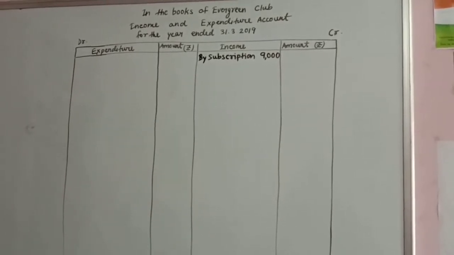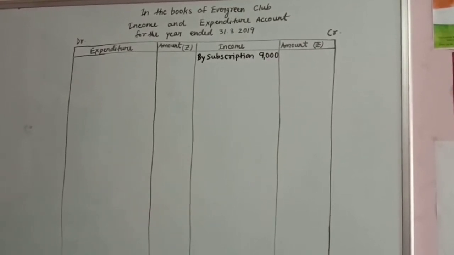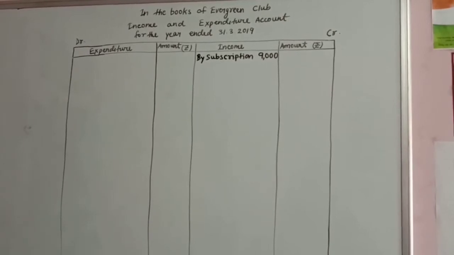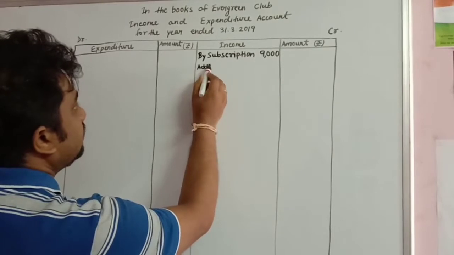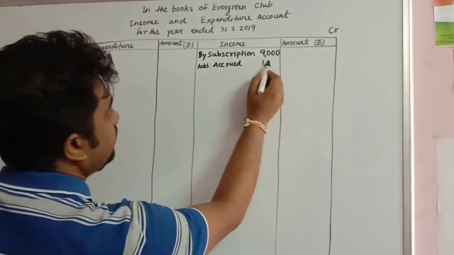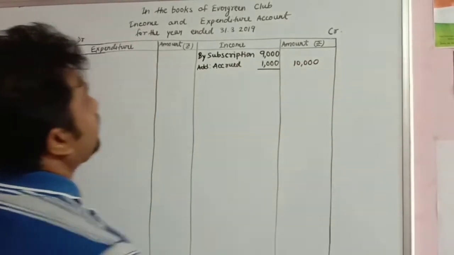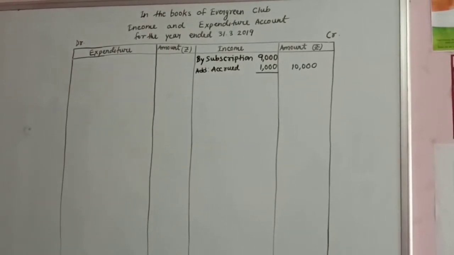Now you have put a star mark against subscription. That means you have an adjustment for subscription. It says there is subscription accrued for the current year. Means at the end of the year a certain amount of subscription had accrued. That means some members had to pay the money but had not yet paid. So you have to add that subscription accrued amounting to 1,000. So the amount comes up to be 10,000. This is the first income of Evergreen Club.